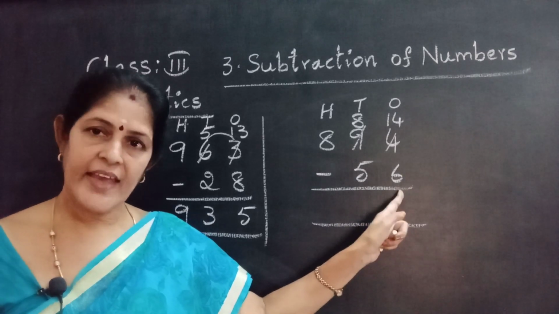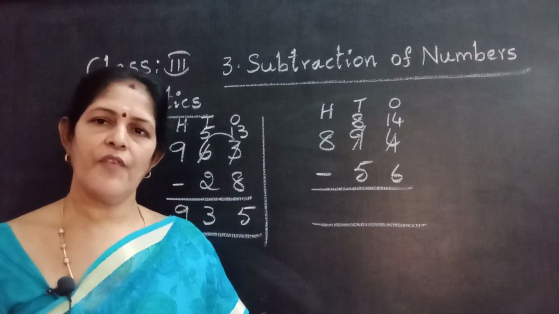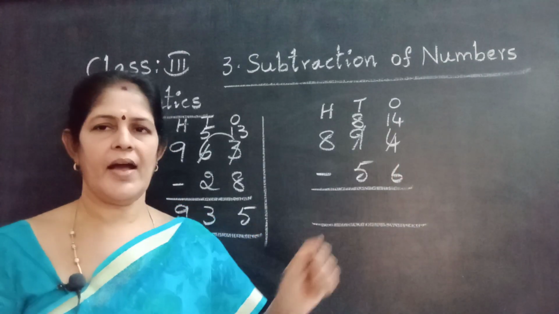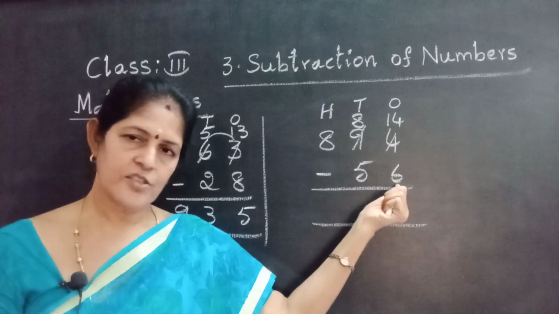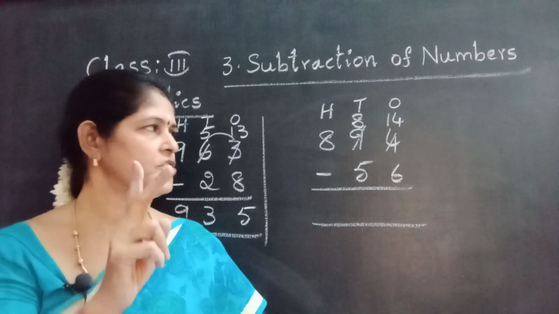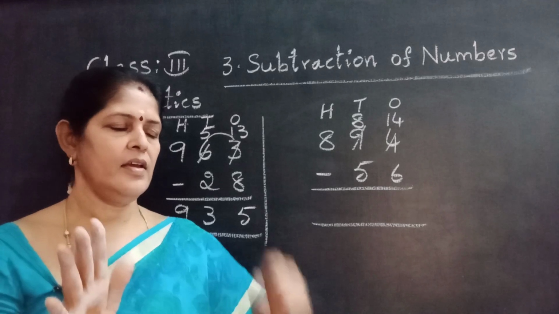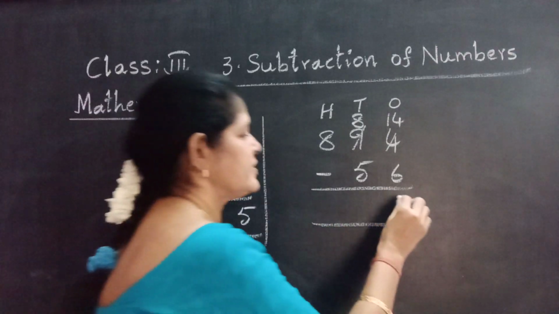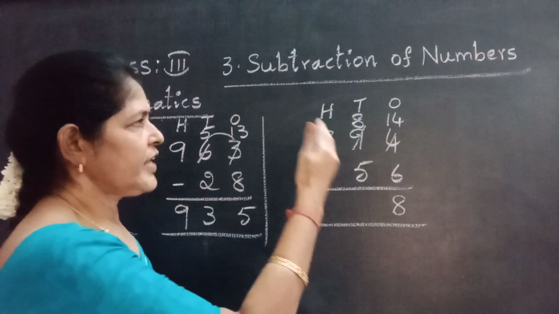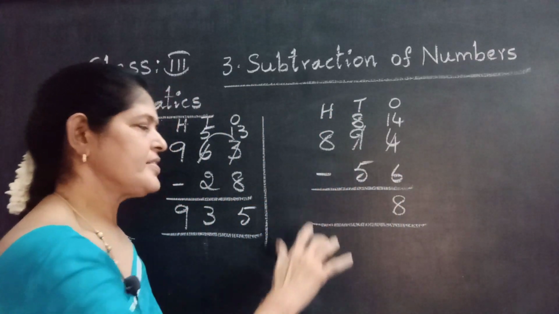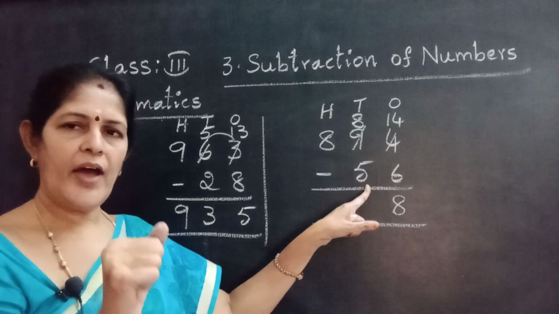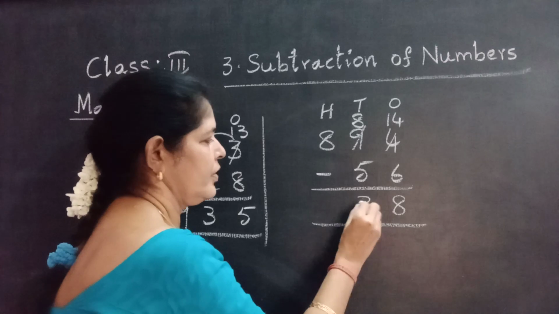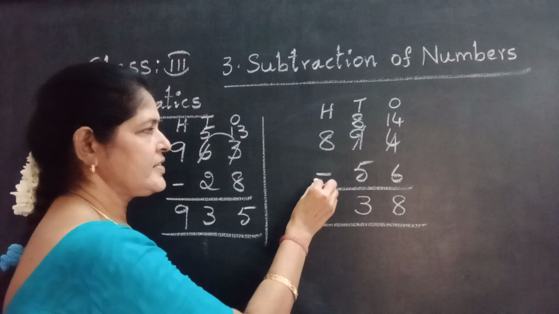Again, 14 minus 6. We take away 6 from 14. That's why we start counting from 6 till we get 14. Come on. Close fingers. 6 after 7, 8, 9, 10, 11, 12, 13, 14. 8 fingers. 14 minus 6, 8. Now tens. 8 minus 5 is possible. Close fingers. 5 after 6, 7, 8. 3. Now here there is no hundreds place number.